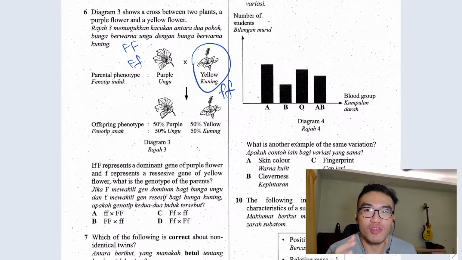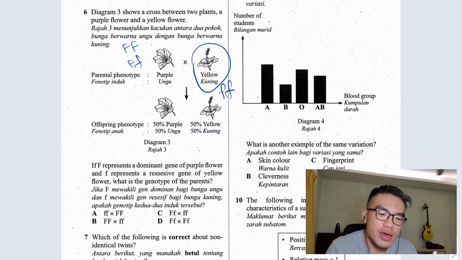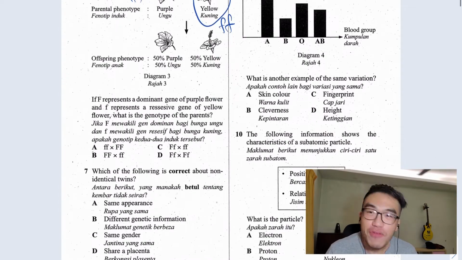What does it mean? Hetero means they are two different. Yes, they might look different in genotype, but they produce the same phenotype, which means they have the same purple flower. Before that, let us eliminate impossible answers.